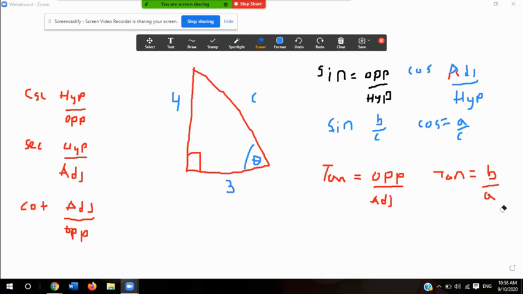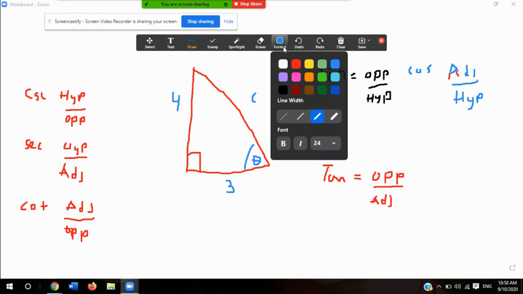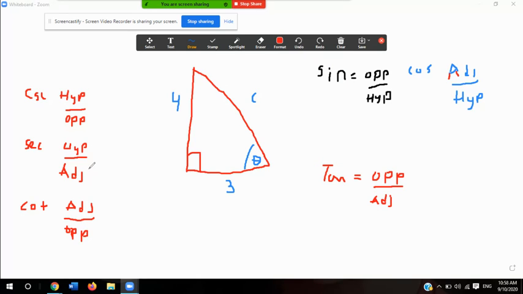I am going to leave expressed, however, the definitions, so that we have an idea of what we're working with. So I know that sine is opposite over hypotenuse, cosine is adjacent over hypotenuse, tangent is opposite over adjacent, the cosecant is the hypotenuse over the opposite, the secant is the hypotenuse over the adjacent, and the cotangent is the adjacent over the opposite.